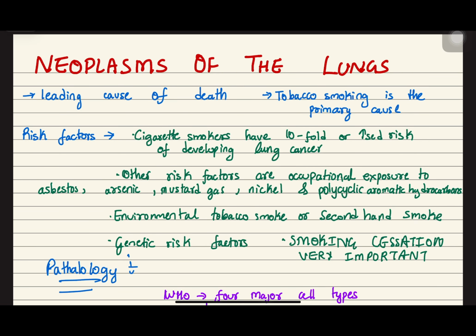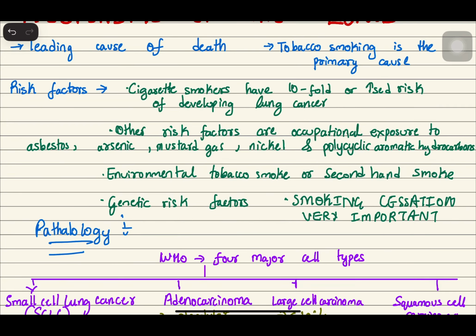What is the primary cause? Obviously, it is tobacco smoking. If you are a cigarette smoker, your risk skyrockets by a tenfold increase compared to non-smokers. But smoking isn't the only villain. Other risk factors include occupational exposures such as asbestos, common in construction, arsenic, mustard gas, nickel, and polycyclic aromatic hydrocarbons from industrial work. Another one is environmental tobacco smoke, also called secondhand smoke. It's no joke for non-smokers.